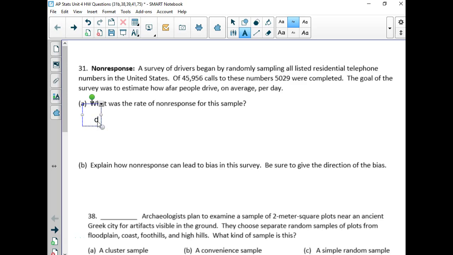Hi guys, I'm going to go through the homework questions that were submitted. It's 31B, 38, 39, 41, and 75. So let's start with 31. You can fast forward to where you need to get.